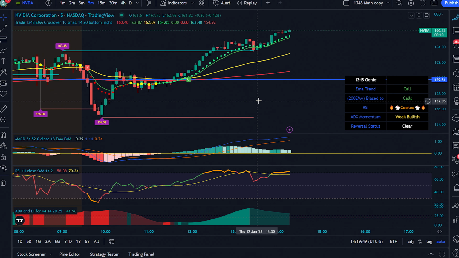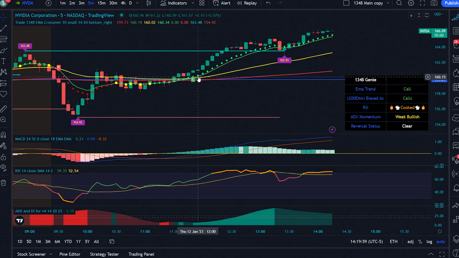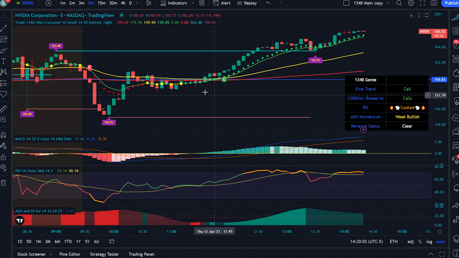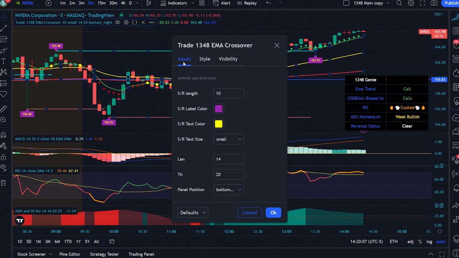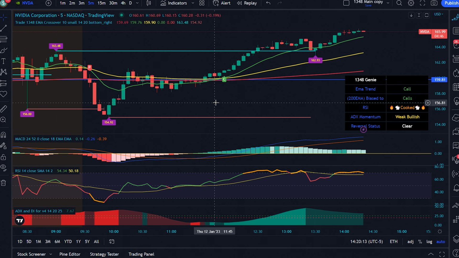Now, with 1348, we utilize all of these indicators. Again, we gave you the definition on what they are and what they do, but in addition to the 1348 crossover, we have something called traffic lights. And you guys can see in the settings, we're going to go ahead and disable traffic lights so we can clean this up. Now, why am I doing that?